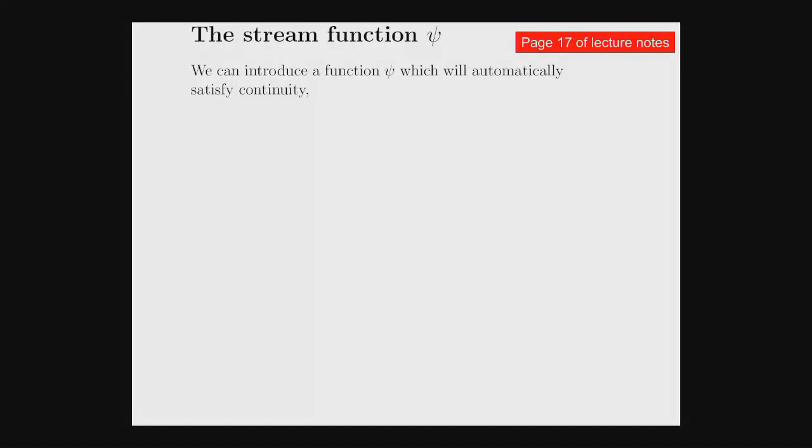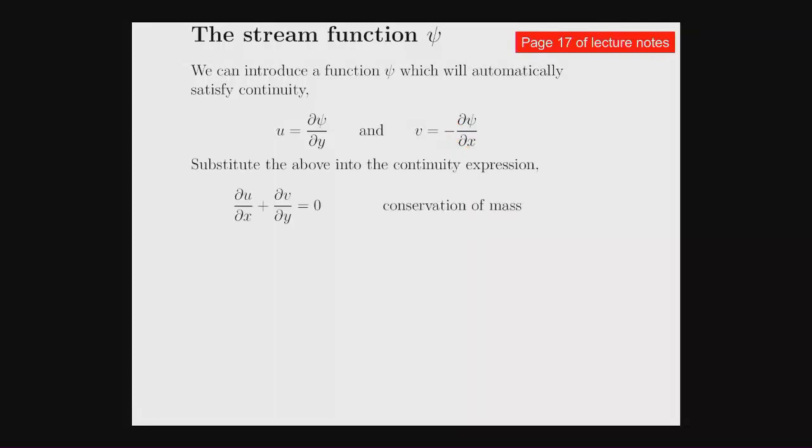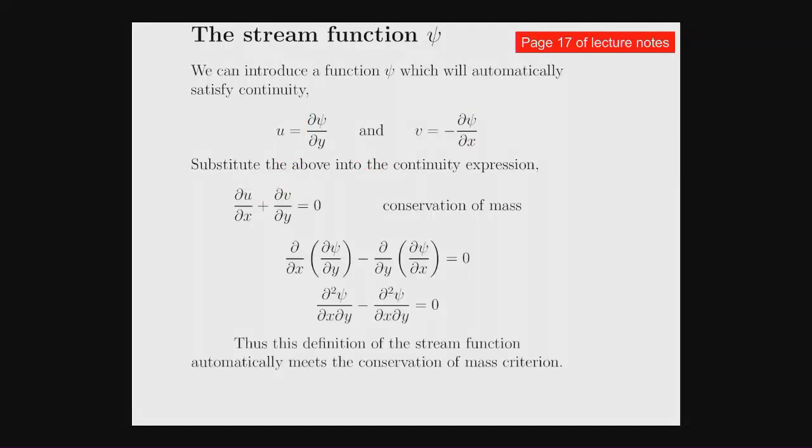Next, I introduced to you this stream function called psi. We have defined this stream function psi so that it automatically satisfies continuity. So our velocity u is just equal to del psi del y, and our velocity v, which is in the vertical, is just negative del psi del x. If you substitute this definition of a stream function into our continuity equation, you do see that it automatically satisfies continuity. It conserves mass.